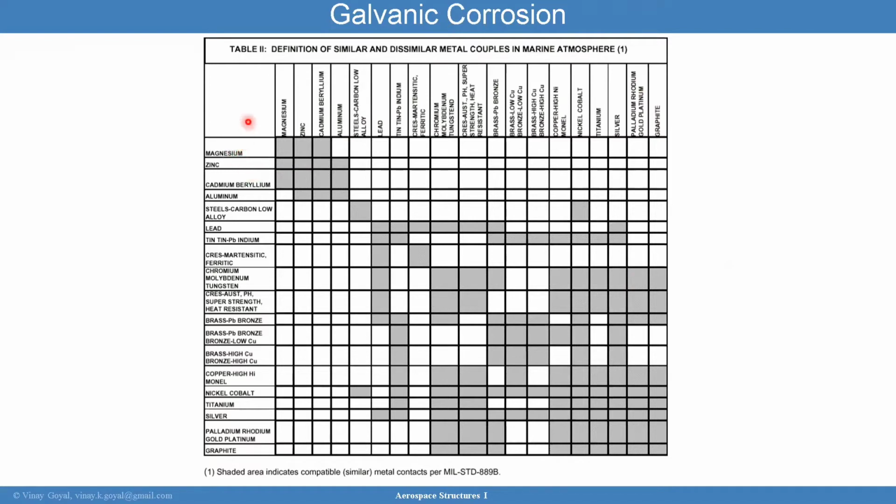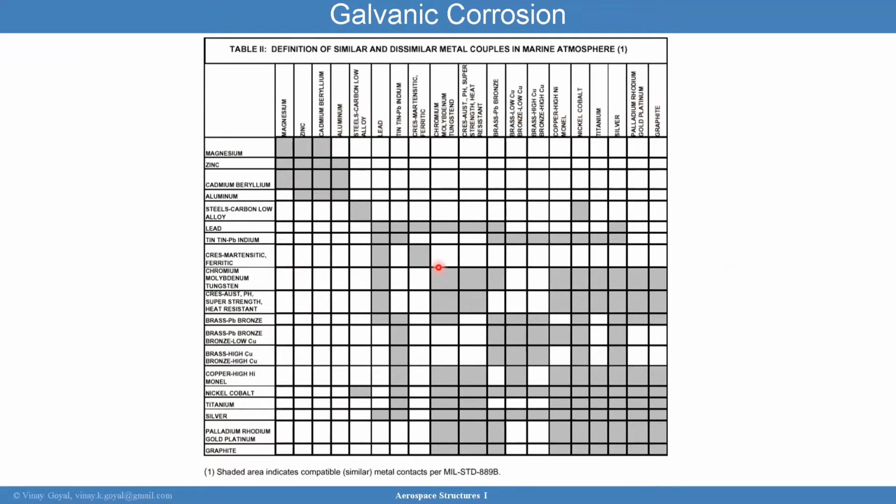And so in the y-axis, I have a column. You're going to see magnesium, zinc, beryllium, lead, aluminum, and so forth. In the x-axis, you're going to see the same materials. And the way you want to read this chart is anytime this material intersects any of these other materials, then you may start having corrosion issues.